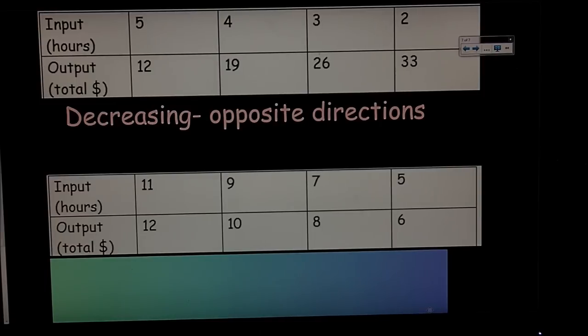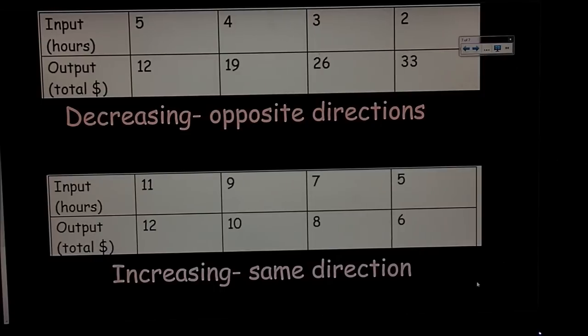The inputs are counting down, 11, 9, 7, 5, and the outputs are also counting down, 12, 10, 8, 6. Just because the numbers are counting down does not mean this is decreasing. In fact, if you don't believe me, on graph paper, feel free to graph this. You'll notice that it's actually increasing because the inputs and the outputs are moving in the same direction.